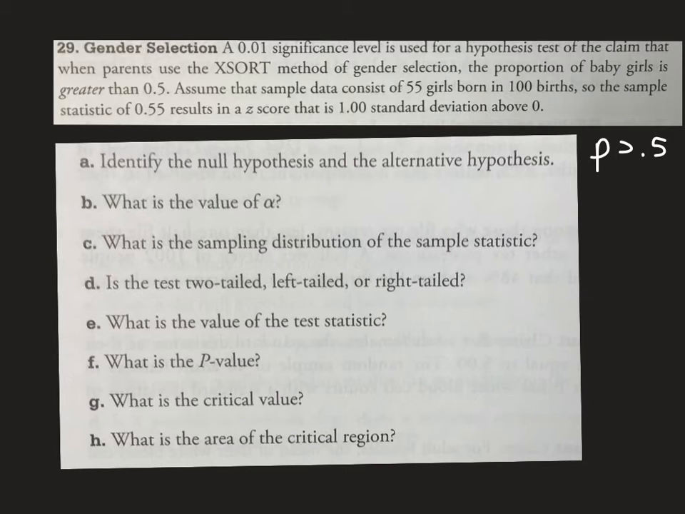Part A, identify the null and alternative. Remember, the null must have equals, so the null would be that p is 0.5. The alternative would be that it's greater than 0.5, which is what the problem said. So the alternative is the claim. Part B says, what is the value of alpha? Alpha is the significance level. When you see that symbol, that's what it means. It tells you up there in the first line of the problem, it's 0.01.